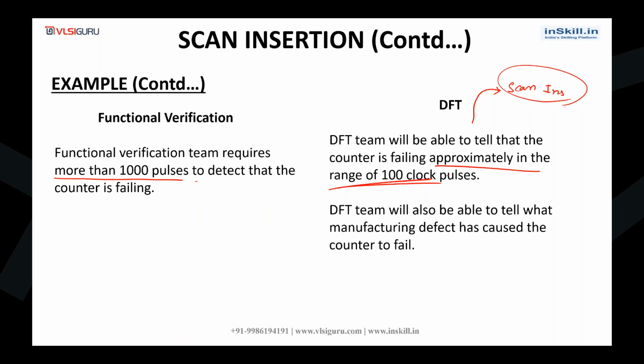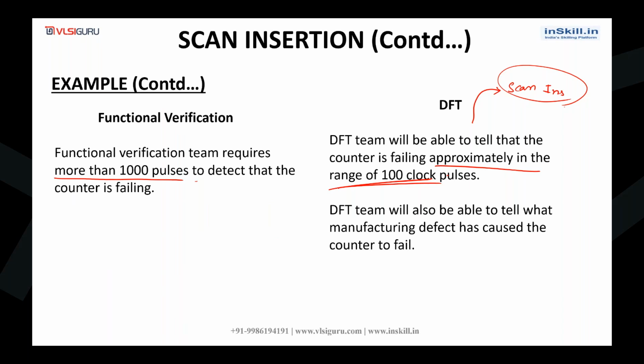So in this example, the DFT team is able to tell that the counter is failing in significantly fewer clock cycles compared to the functional verification team. The reason is that in DFT we have gone for scan insertion, so we are able to easily control and observe our circuit. That is the need for scan insertion, and we'll try to explore this in more detail when we do the regular course.